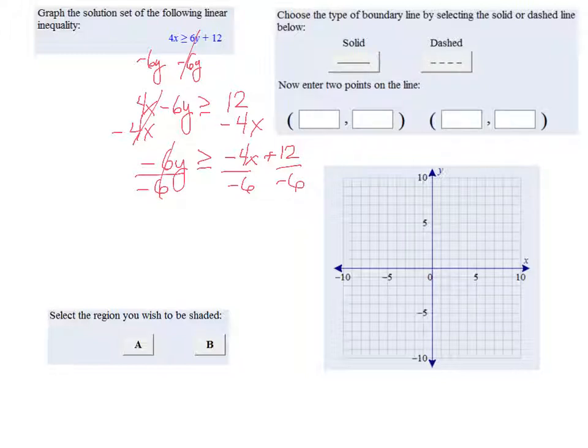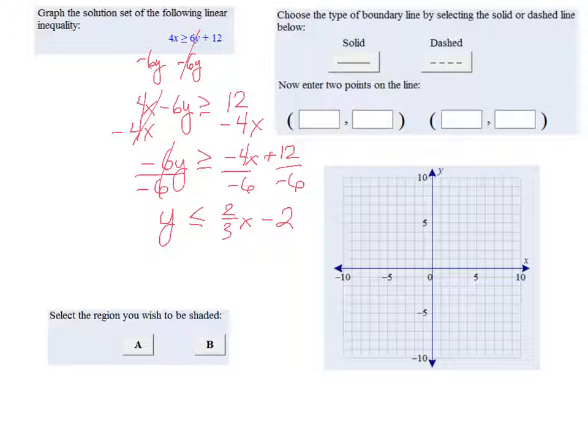Now I put this one in here because you have to remember from when we've dealt with inequalities in the past that anytime you multiply or divide by a negative number, which is what I'm doing here, I'm dividing by a negative 6, then this inequality has to flip directions. My greater than or equal to is now a less than or equal to. And then my negative 4 over negative 6 would reduce to 2/3 x, and 12 divided by negative 6 would be a negative 2.